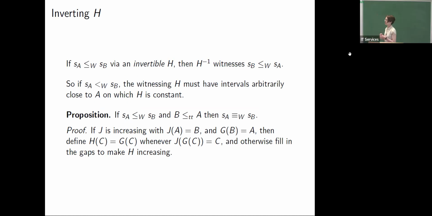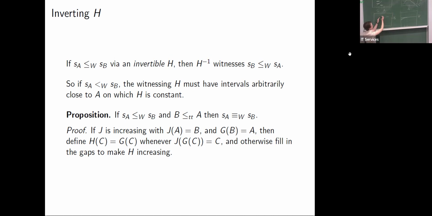So in order to have any kind of strict inequality between SA and SB, it has to be the case that if the step at A is reducible to the step at B via some H, as long as B is non-computable, then there can't be a flat part right here. But there will have to be lots of flat parts to the function all around.